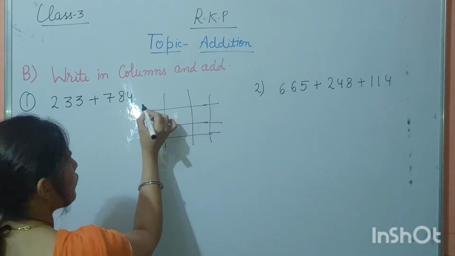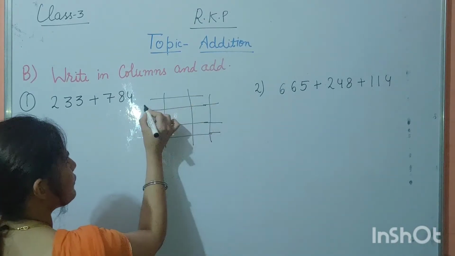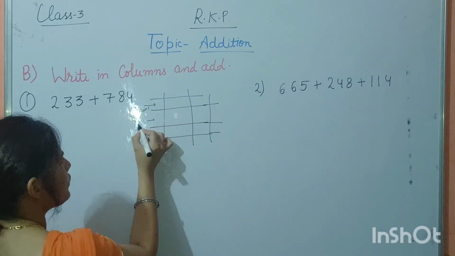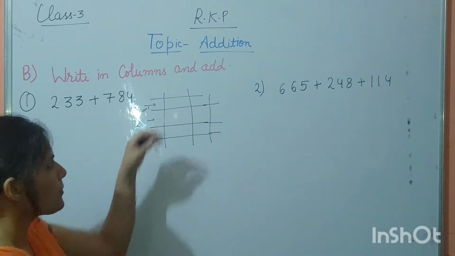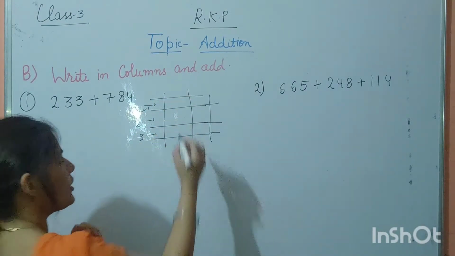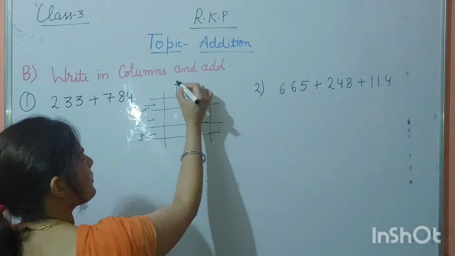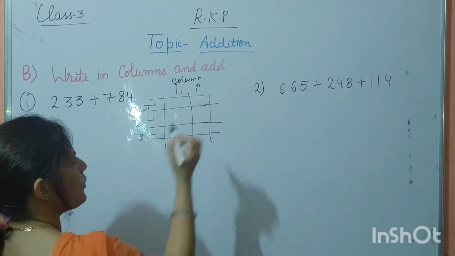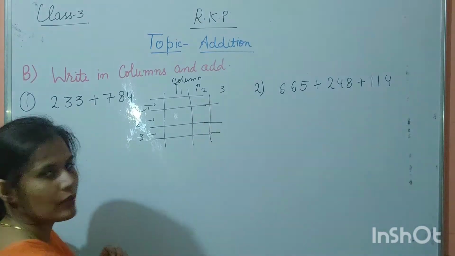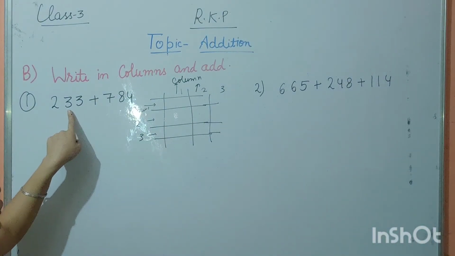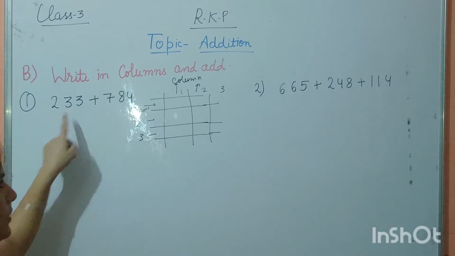This will be our row 1. This is row 2. This is row 3. Okay. Horizontal lines are called rows and vertical lines are your columns. This will be column 1, column 2, column 3. Okay. Now you should add. First of all, you will write the numbers in columns.